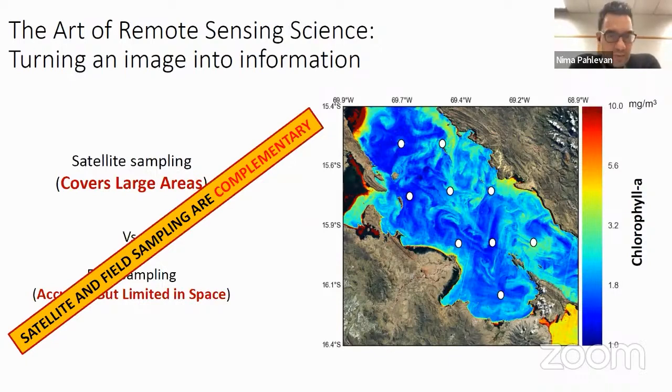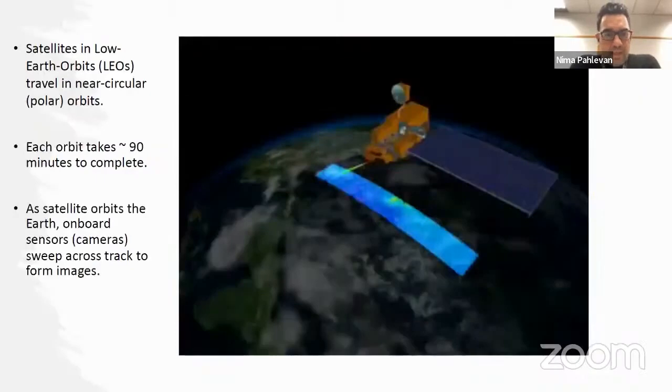So again, I would like to emphasize this. The goal here is to complement what's being observed in the field with all your field techniques that you are familiar with.